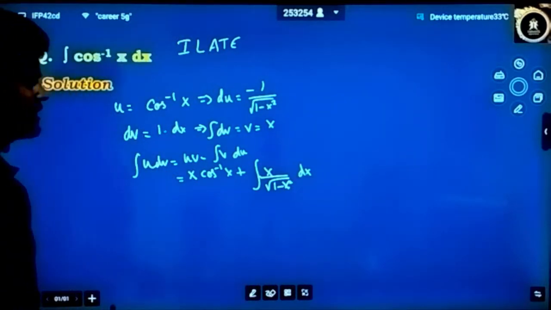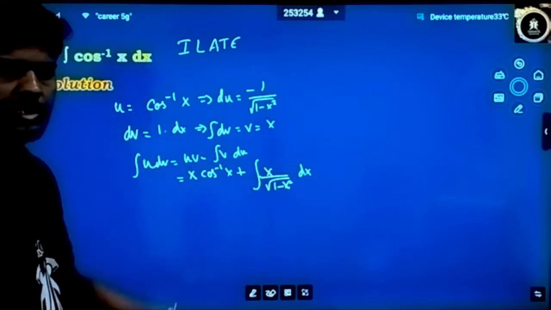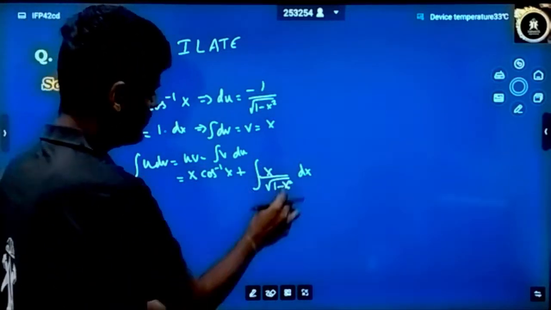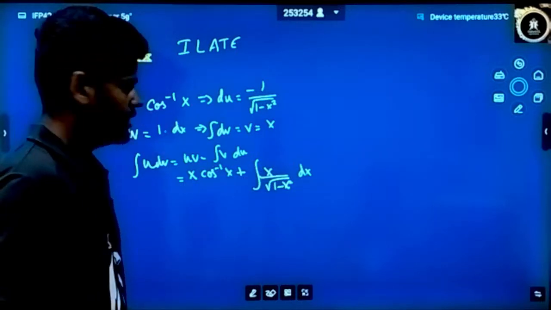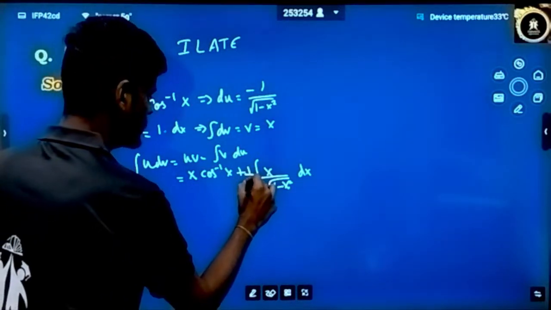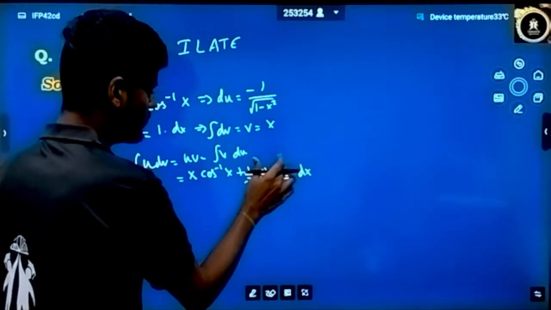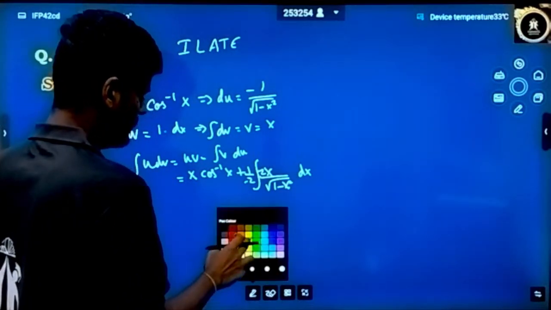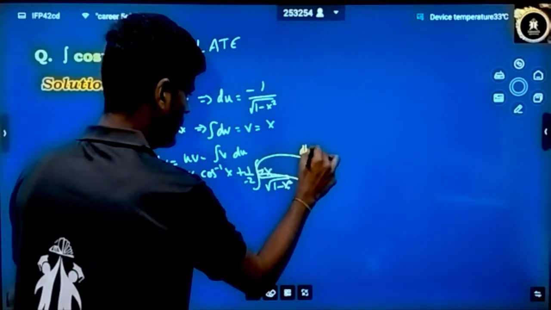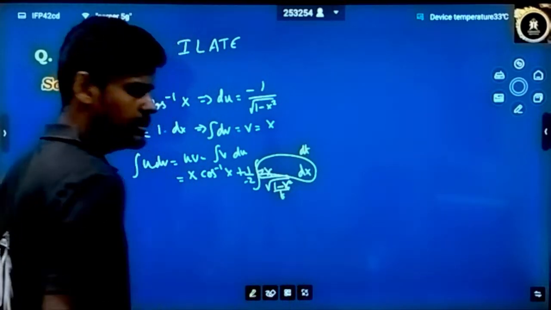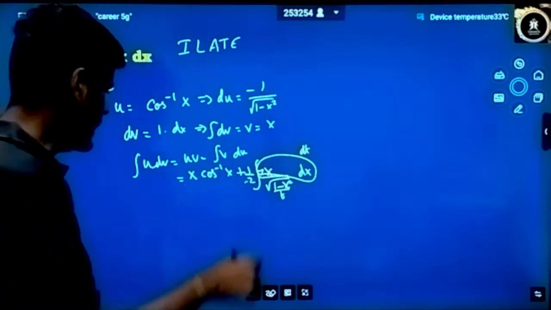Now we can integrate this. The first function is okay. For the second integration, if we differentiate this term, we will get minus 2x. That means multiply and divide by minus 2. So this is of the form dt by root t. This value will become dt. This value is t. So this is of the form dt by root t. What is the answer? 2 root t.